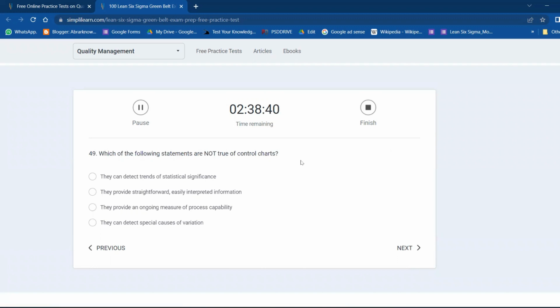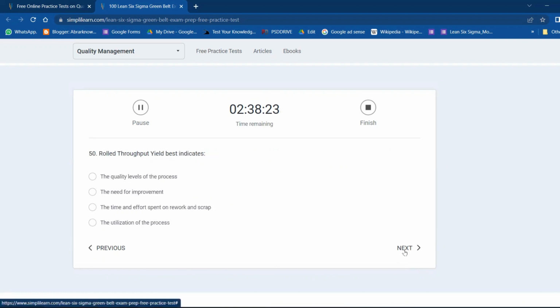Which of the following statements are not true of control chart? Providing straightforward, easy interpretation. No, sometimes you also have to look keenly at the very important common cause that is very difficult to find, and control as well. Rolled throughput yield best indicates the time and effort spent on rework and scrap.